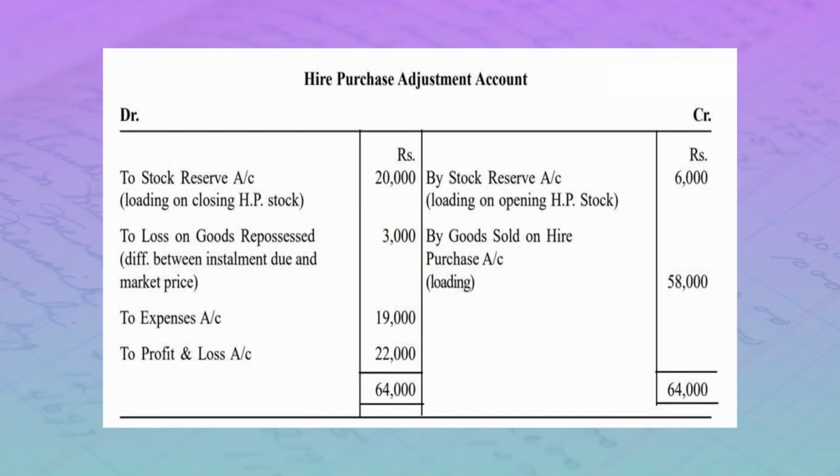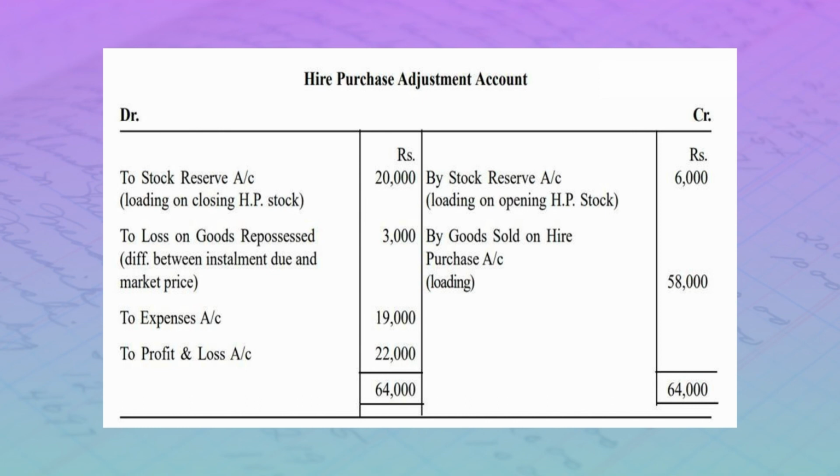Next is the hire purchase adjustment account. Here, to stock reserve, it is the loading on closing hire purchase stock. So here, by stock reserve, the opening balance is the loading on opening stock. So what was the opening stock? Opening stock was 18,000. One-third of this is 6,000. So 6,000 is the loading amount.